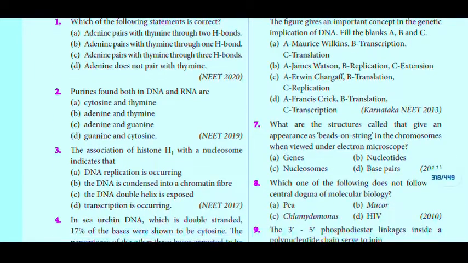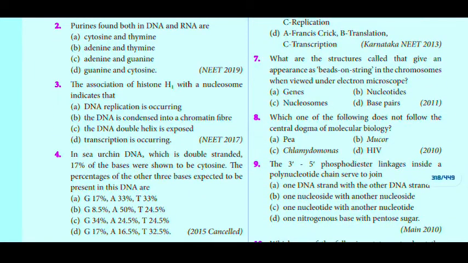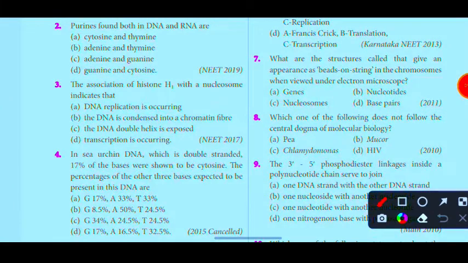Next, seventh question is, what are the structures called that give an appearance like beads on a string in the chromosomes when viewed under electron microscope? The options are, option A is genes, option B is nucleotides, option C is nucleosomes, and option D is base pairs. So answer is nucleosomes.